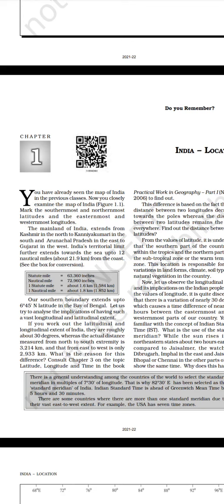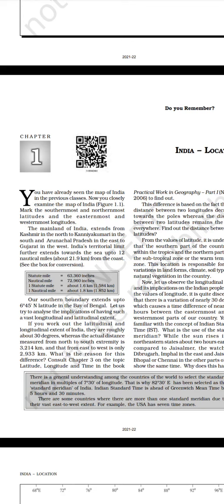Consult chapter 3 on the topic latitude, longitude and time in the book Practical Work in Geography, Part 1, NCERT 2006, to find out. This difference is based on the fact that the distance between two longitudes decreases towards the poles, whereas the distance between two latitudes remains the same everywhere. Find out the distance between two latitudes.